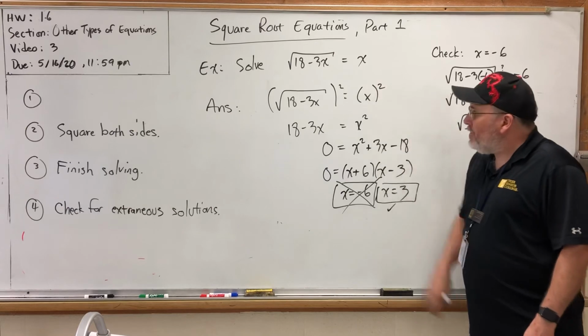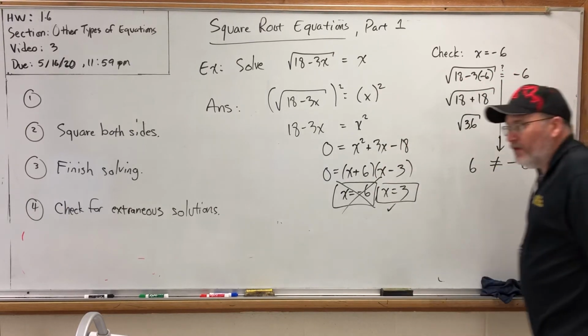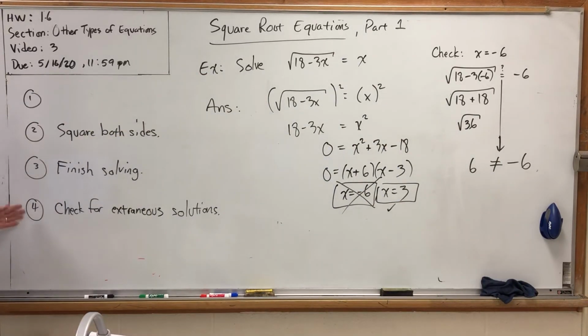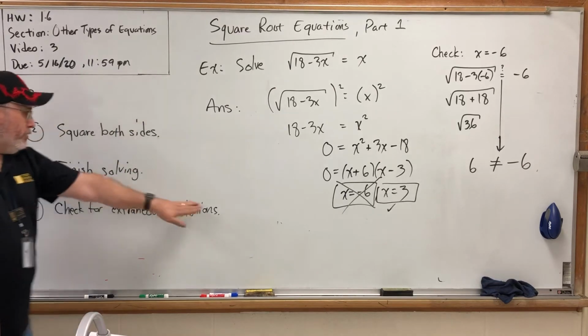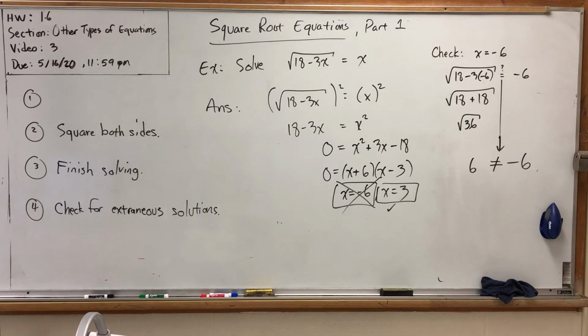So the minute I squared this, it brought in the possibility of something that made the original equation false, but the squared equation true. You don't really have to worry about all that. You just have to remember, when you're solving a squared equation, your last move is to check for extraneous solutions. In the next video, we'll do one more problem and show you why there's a first move.